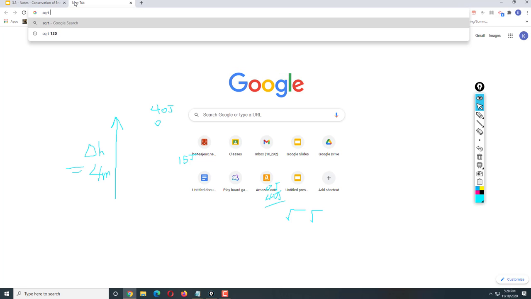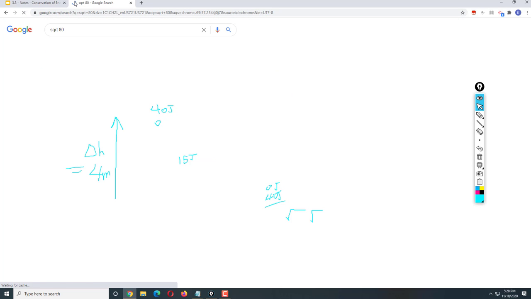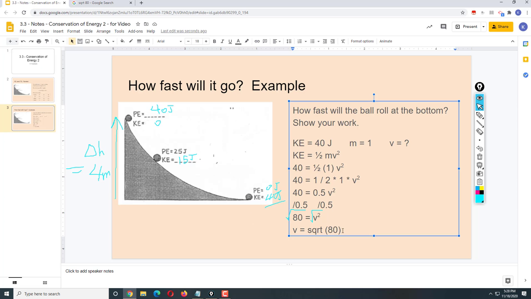If we go to Google, square root of 80 is about 8.9. So this is about 8.9 meters per second. So that's how, if we know how high it started, we know using conservation of energy how fast it is going at the end.